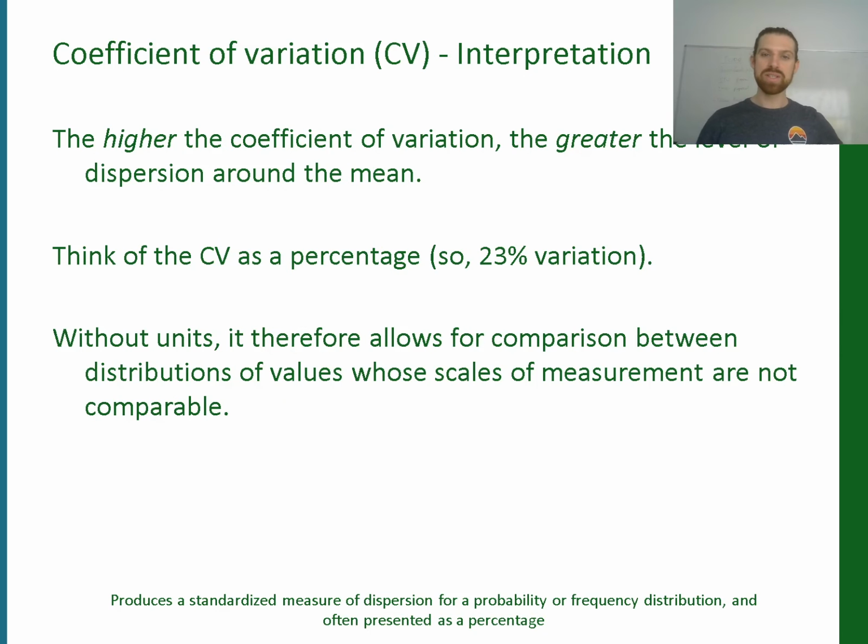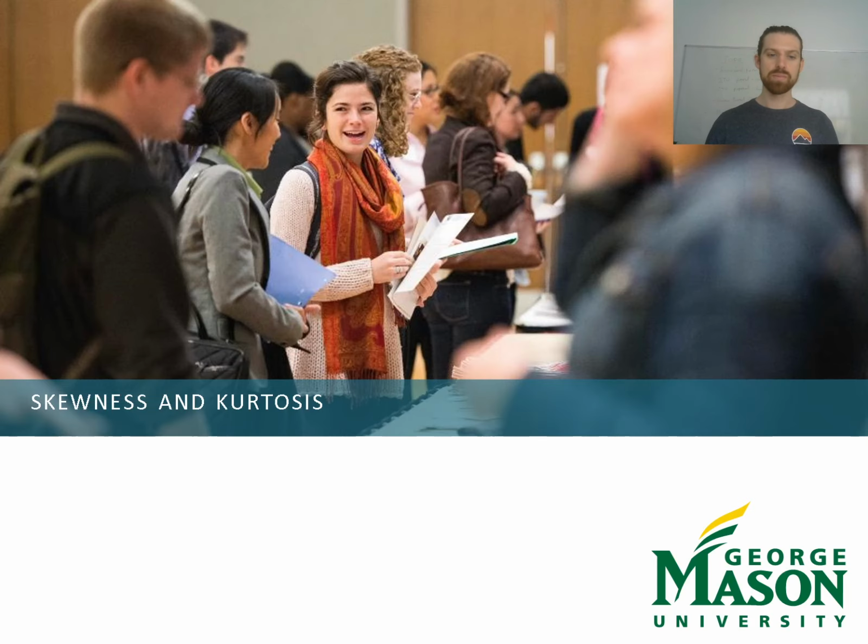So how do we interpret it? Well, the higher the coefficient of variation, the greater the level of dispersion around the mean. I think it's easy for us to think of this as a percentage. So here, 23% variation is going to be lower than 50% variation, okay? And this enables us, as I said before, to work across different data sets which are in different units, for example, and maybe not that easily comparable. So it's standardizing that measure of dispersion.